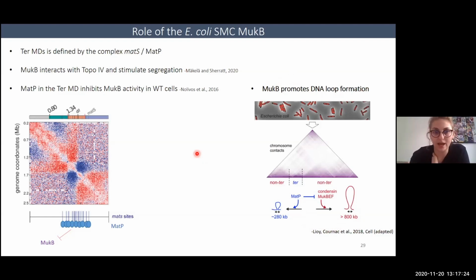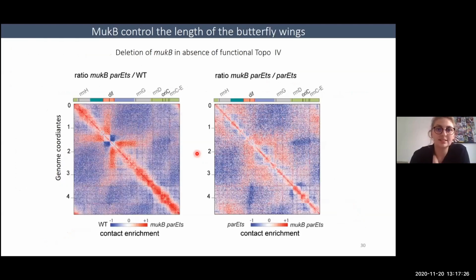in our pattern. So we deleted MukB in absence of a functional Topo IV. And you can see that the shape of the butterfly wings drastically changed. They seem to be shorter.